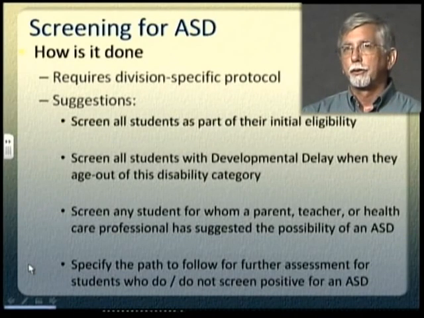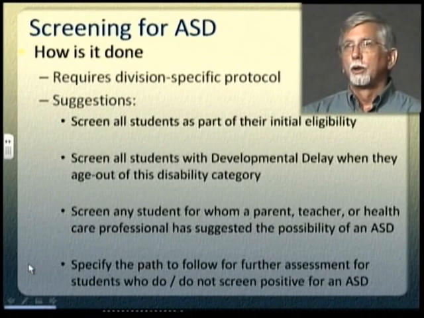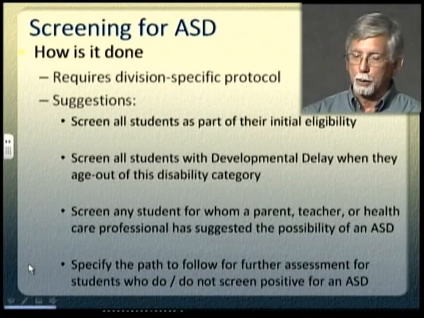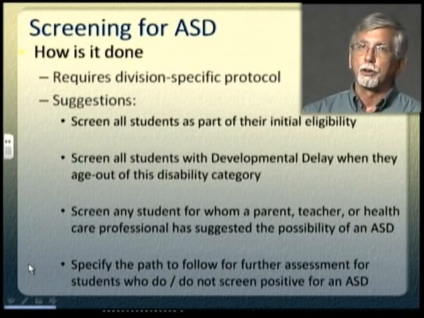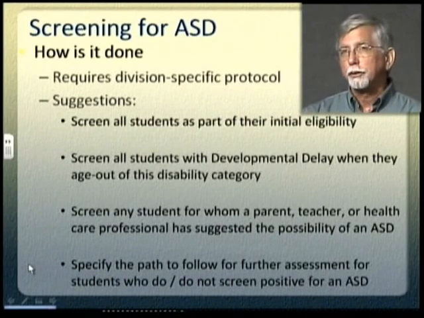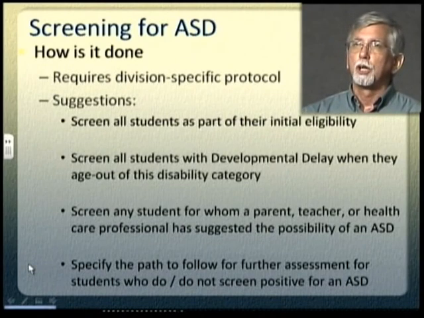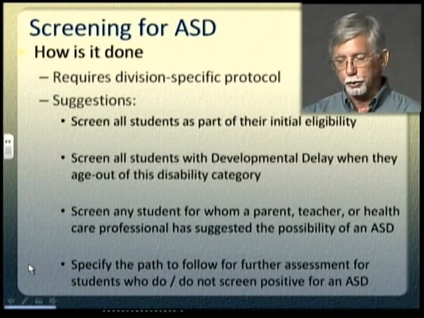This mirrors the American Academy of Pediatrics guidance, which suggests that additional screening should happen in pediatrics visits whenever somebody has raised a concern about an autism spectrum disorder. If someone has mentioned that this child looks like they might be a child with an autism spectrum disorder, it is reasonable to implement a structured standardized screening tool.